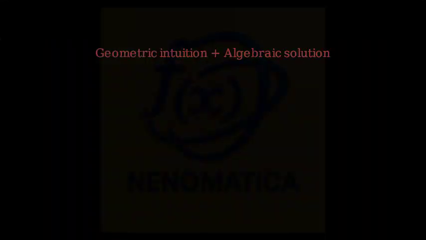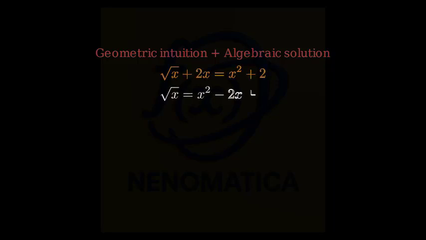In this lesson, we will solve the equation square root of x plus 2x equals x squared plus 2 using two complementary approaches, a geometric graphing method and an algebraic method. First, isolate the square root so we can interpret the equation as an intersection of two functions. Subtract 2x from both sides to get square root of x equals x squared minus 2x plus 2.